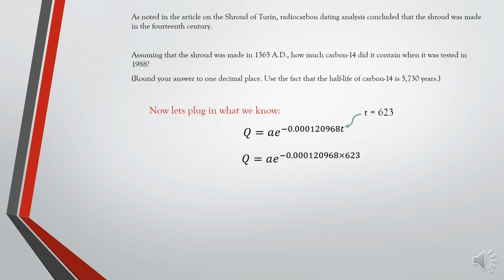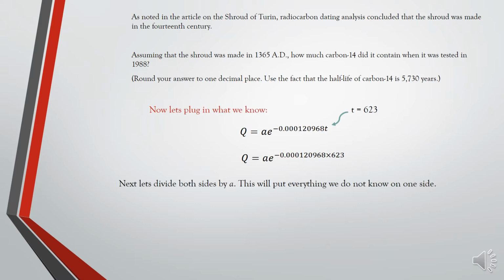Q equals A times e to the negative 0.000120968 times 623. I'm not going to multiply that out just because I know it's going to give me a long decimal, so I'm just going to leave it like that. But what I need to do now is divide both sides by A. This way we have everything that we don't know on one side, and we can just plug the right-hand side into our calculator.